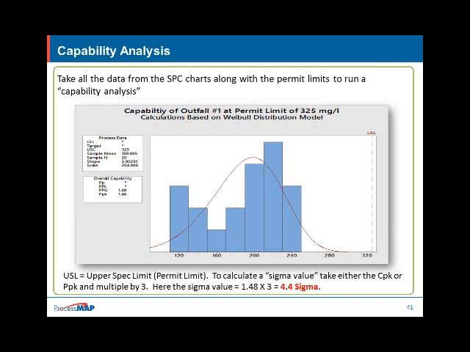So what I like to do now is calculate a sigma value. When we talk about Six Sigma, for those of you who haven't been trained, it means about, I think it's 3.4 defects out of 1 million opportunities, right?